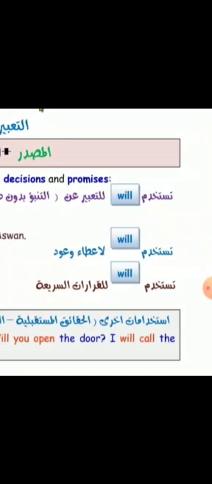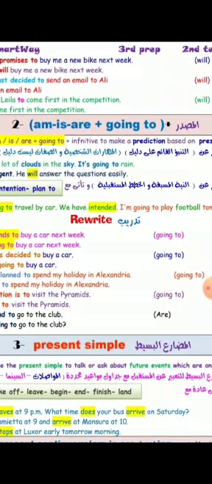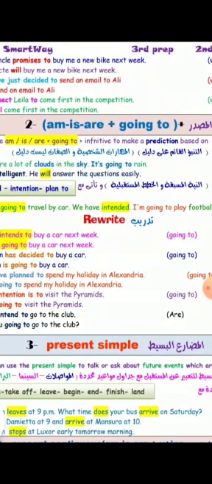Now we are going to use going to plus infinitive. We use going to when we talk about plans, intentions, decisions, and predictions with evidence. Again, we use am, is or are going to plus infinitive when we talk about plans, intentions, decisions, and predictions with evidence.